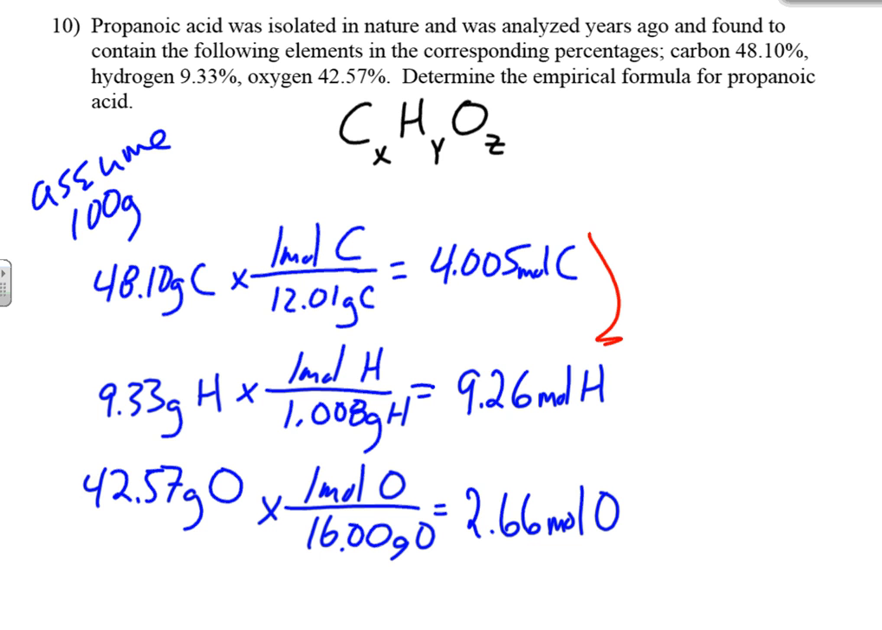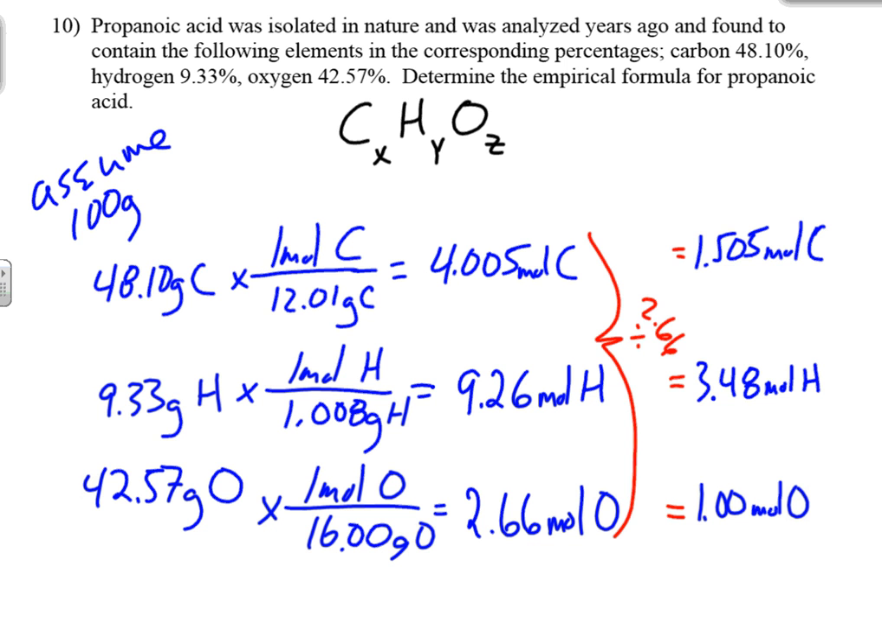And so the first step, again, this is just a procedural thing. This isn't something where you create it yourself. You always divide by the smallest number of moles. So we're going to divide all of these by the moles of oxygen, 2.66. And then that'll give us a new ratio of moles.